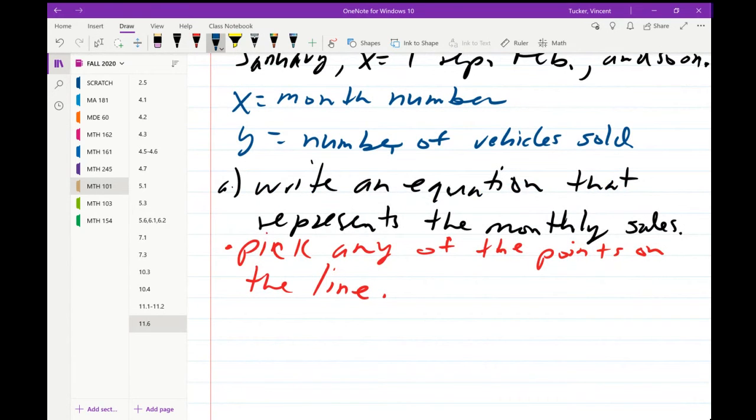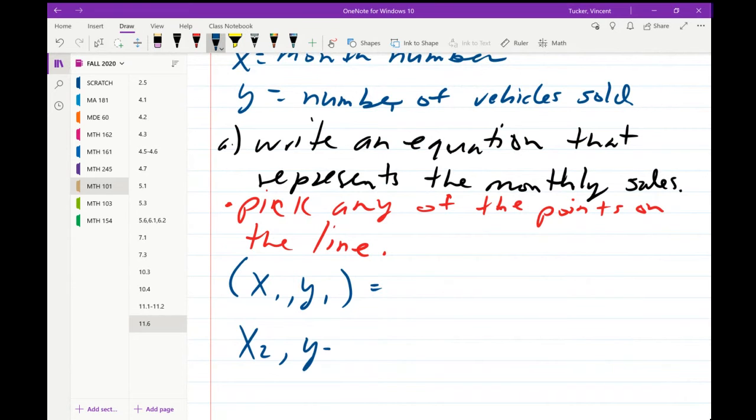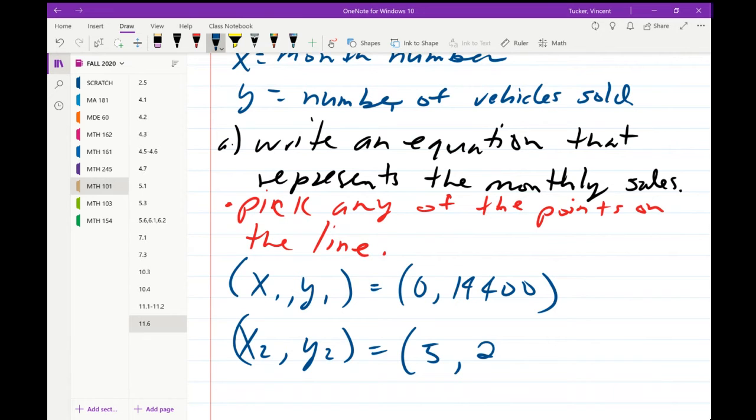So once you do so, you need two of them. Call one of them point one, which would be x1, y1. The other one, point two, which would be x2, y2. Point one is (0, 14,400), sorry, and then point two is (5, 23,400).